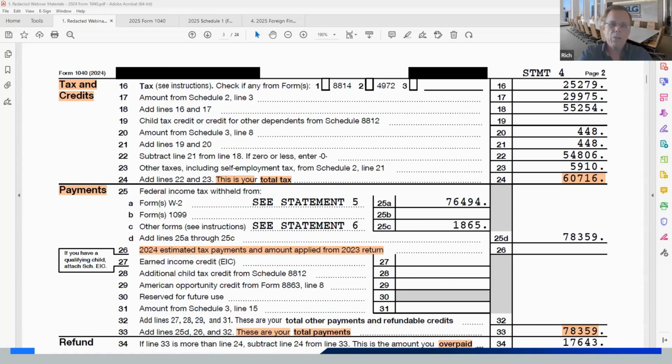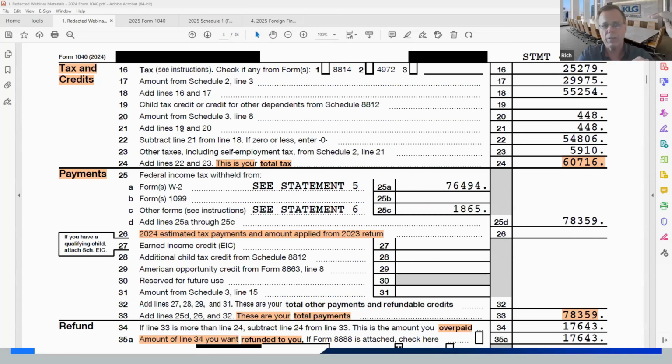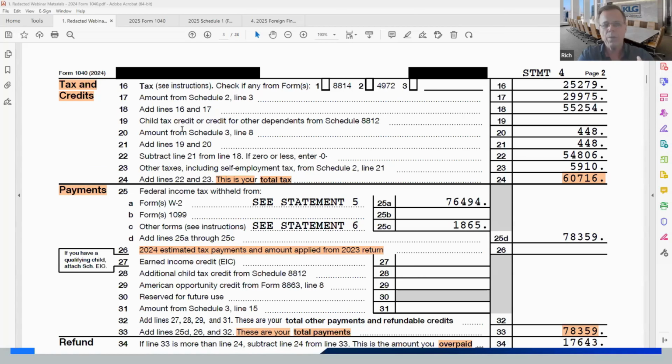Right. Thanks, guys. So we just went through the personal section. We just went through the income section. Now on page two is the tax section. What is the tax liability? So here where it says tax and credits on line 16, that's the tax that is on their income. And there's additional taxes that come from other types of income that they had. But on line 24, that's their total tax. So at the end of the day, their total tax was $60,000.